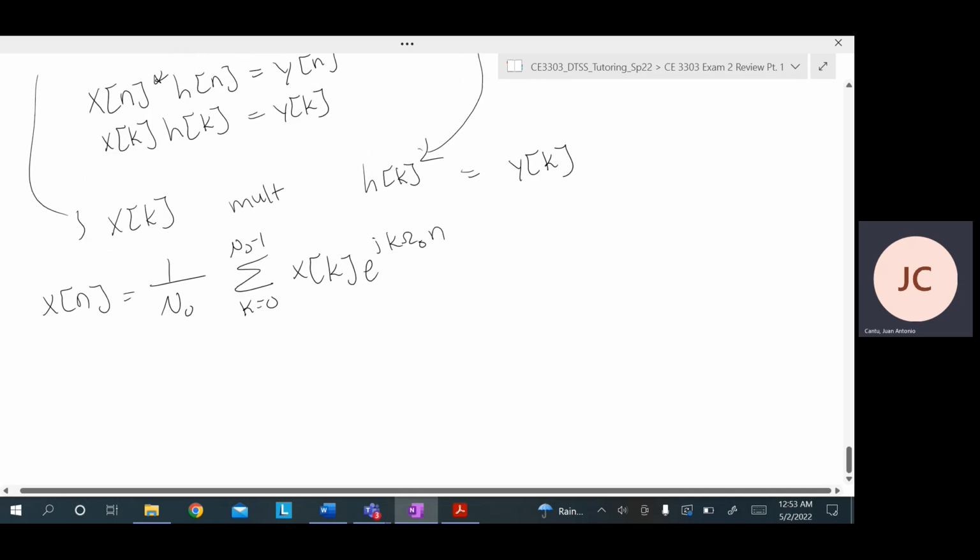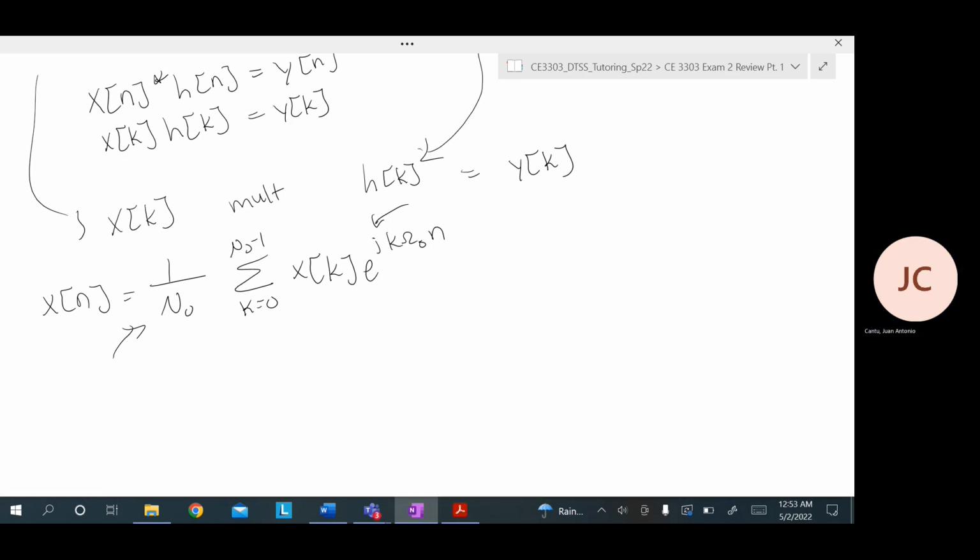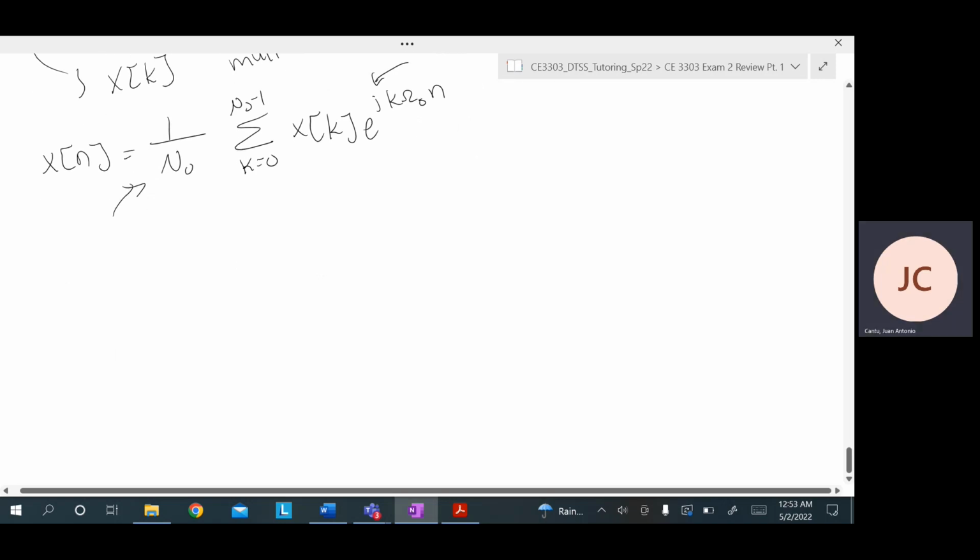So the main thing to realize is that on inverse DFT, our exponent is now positive, it's not negative, and we have this proportional factor 1 over N naught. So you have to remember that 1 over N naught. Basically, this is just going to follow the same formulation that we did when doing DFT, where we had x of k, and we did our summation, we had 1 plus, and then we had complex exponential, and then we simplified it. This is going to be the same process.